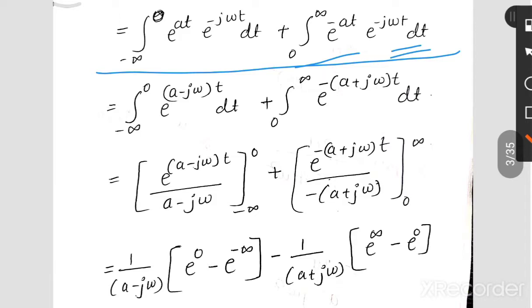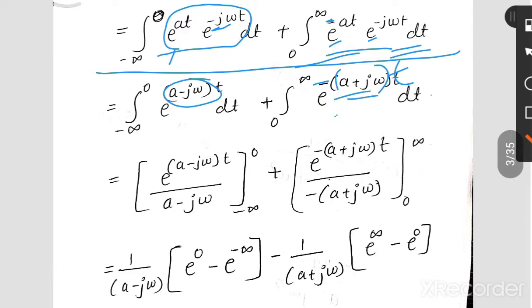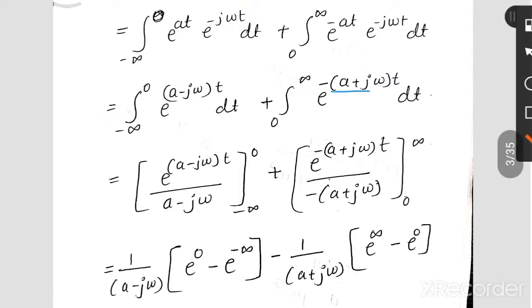Now we'll take this and simplify. These two bases are the same, so we can take t outside. When we have taken t outside, the minus j omega term remains, e raised to a minus j omega into t dt. And then here we can simplify, the e bases are same, so in these two factors we can take the minus sign outside as well as t outside. When you have taken the minus sign and t outside, inside there will be a plus j omega, sorry, a plus j omega, and then integrate it and substitute the values.